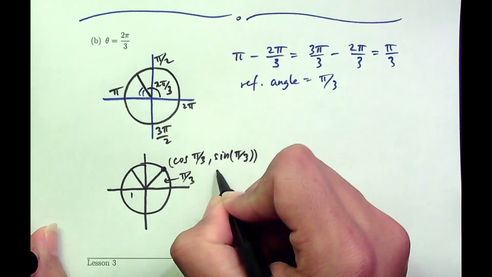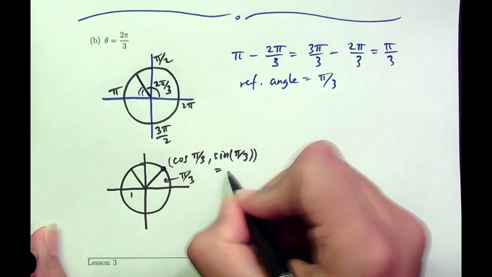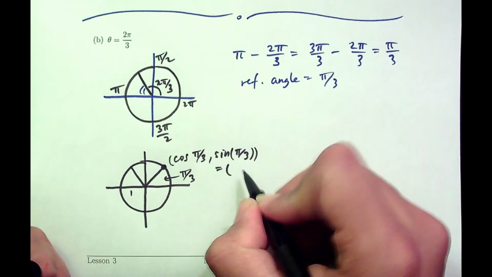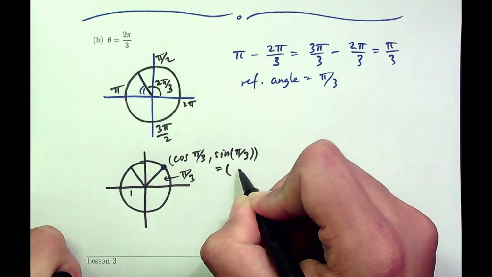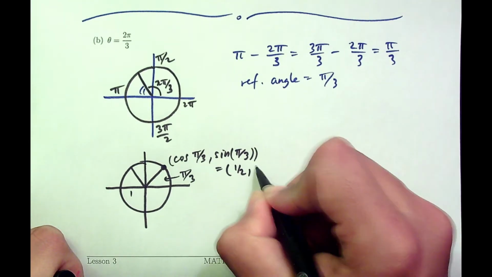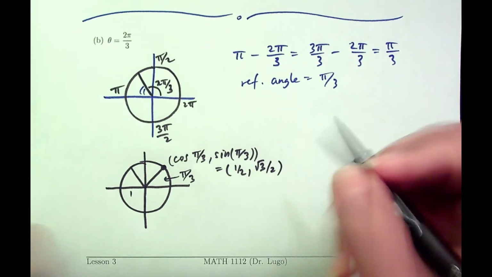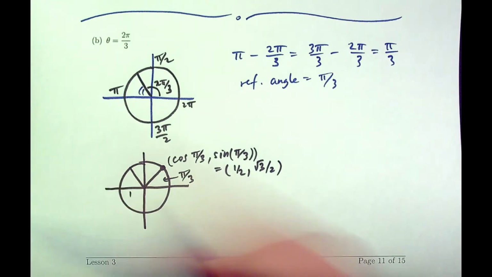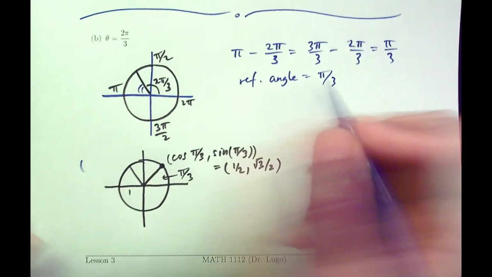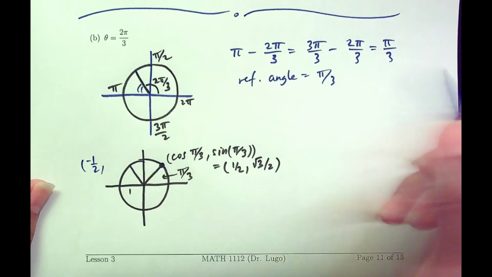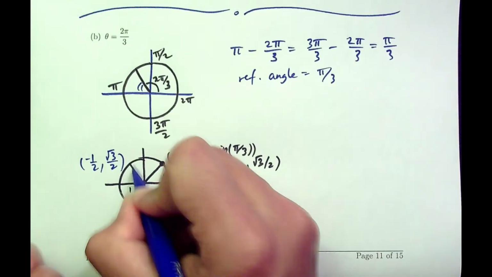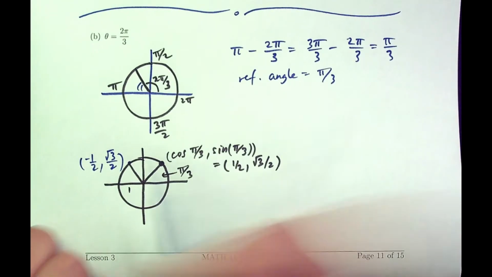And what is that? Well, you're supposed to memorize this. Look it up in the table until you do. So cosine of pi over 3 is a half, and sine of pi over 3 is square root of 3 over 2. Now, if you know these coordinates, those are exactly the same ones, but signs adjusted. So the x should be negative, the y is the same, because you're in the second quadrant.